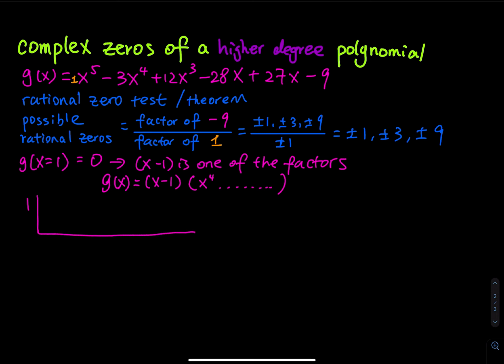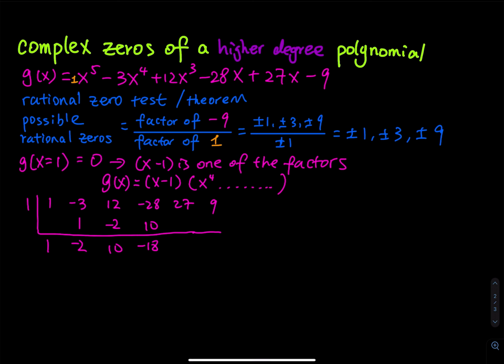So 1x to the 5th, minus 3x to the 4th, positive 12x to the 3rd, minus 28, 27, and then a 9. So the first number, you just pull it down, and then 1 times 1 is 1. Negative 3 plus 1, negative 2 times 1. Add them. 10 times 1. Add them.